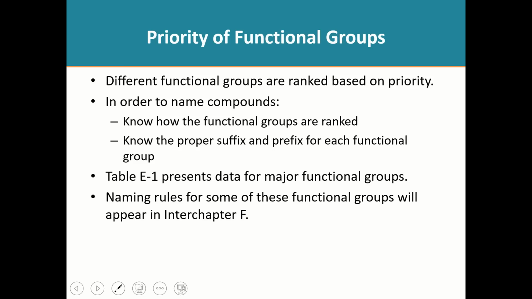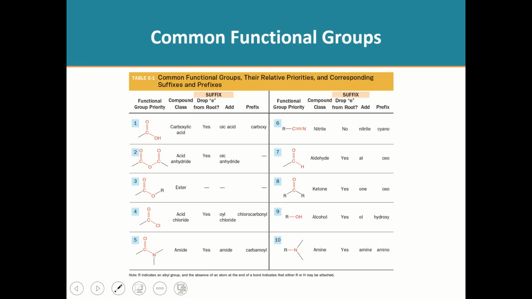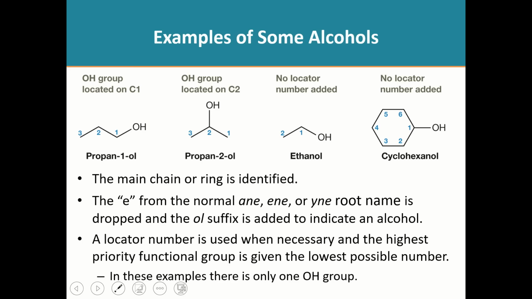So this slide's telling us that different functional groups are ranked based off priority. That's what I've already shown you. So you just got to look at those blue numbers. The carboxylic acid takes the highest priority. The amine takes the lowest priority when you are naming molecules with these substituents on them. Now here's some examples of some alcohols.